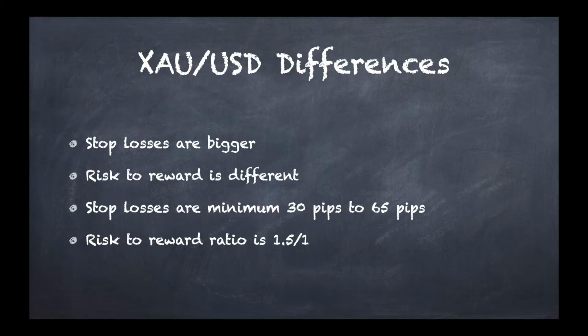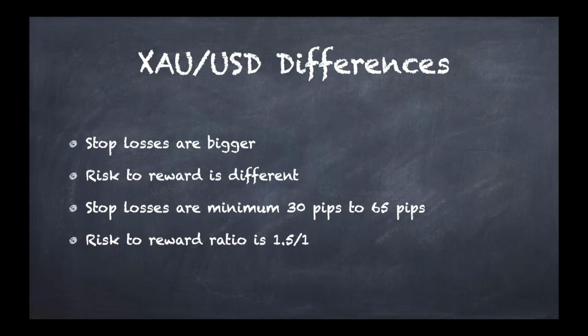Okay, now a lot of times because the pip value is so high, when you have moves on gold, I mean, it literally moves really big, well over 100 pips on a regular basis. So it's not like it does it once in a while. This thing on a regular basis moves well over 100 pips.